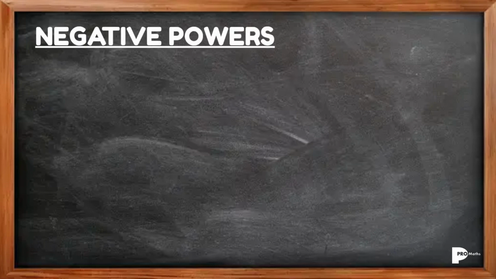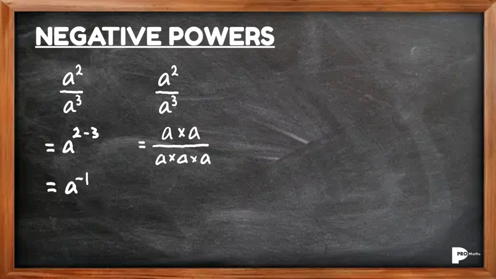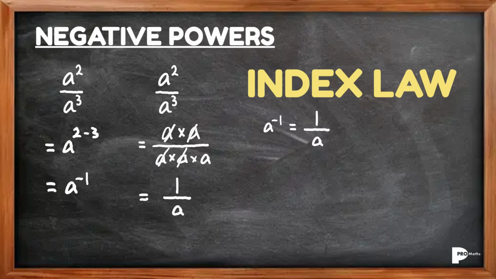How about negative powers? Yes, they exist, and they're very important because as you learn further maths, you begin to use them more and more. We can use what we know about indices to understand negative powers. Take a squared on a cubed, for example. Using our index law, we take away the powers. So this is equivalent to a to the power of negative 1. If we expand this, look how we get 1 on a. So we can see that a to the power of negative 1 is equal to 1 on a.